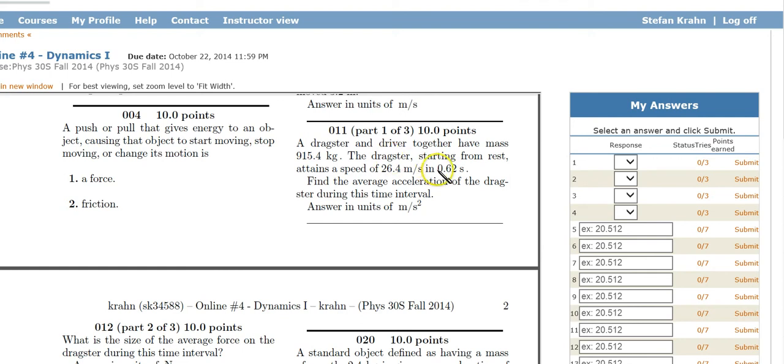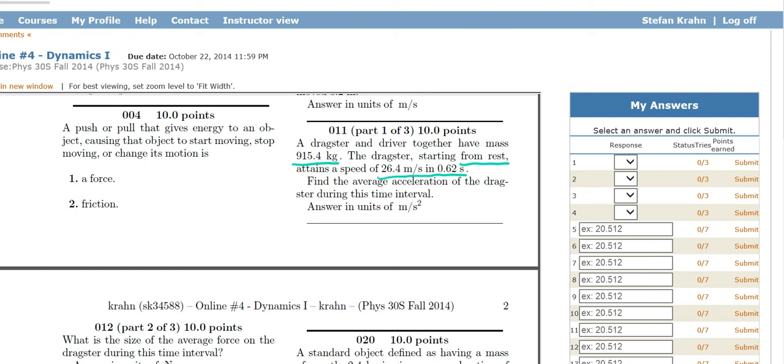A dragster and driver together have a mass of 915 kilograms. The dragster, starting from rest, so that's always important, starting from rest, attains a speed of 26.4 meters per second in 0.62 seconds. Find the average acceleration of the dragster during this time interval. So I have an initial velocity, a final velocity, and a time, so I can find my acceleration from that, and the mass is going to play in a little bit later.